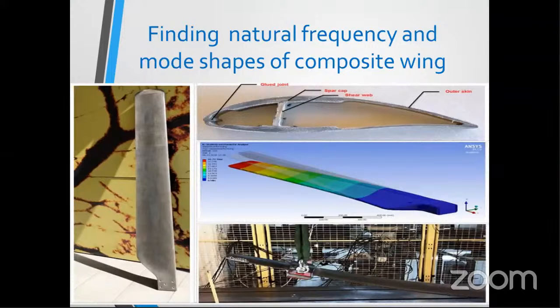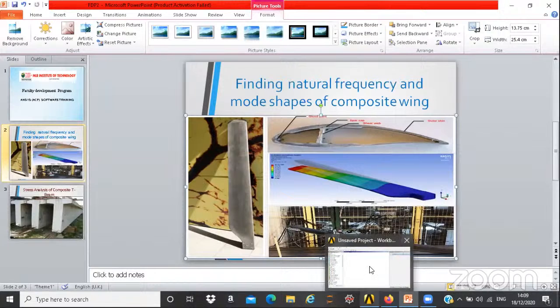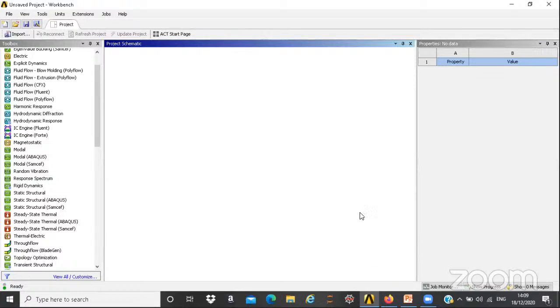So in the last session we discussed how to do stress analysis on a composite T-beam. In this session I'm going to cover how to find the natural frequency and mode shapes of a composite wing. It's hands-on training. If you have ANSYS, you can work side by side. You just work on ANSYS Workbench.